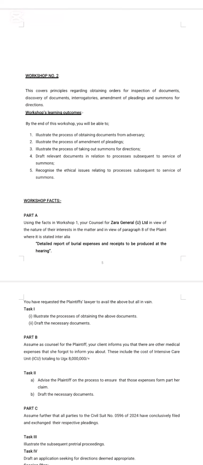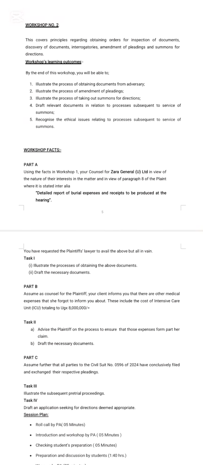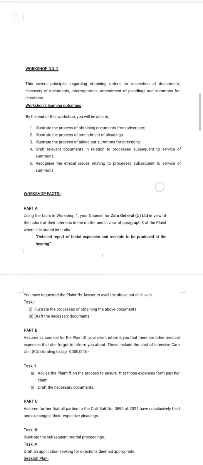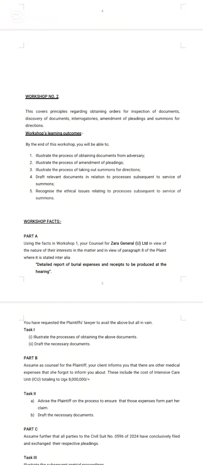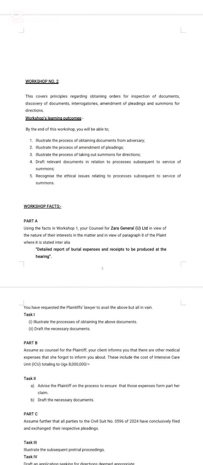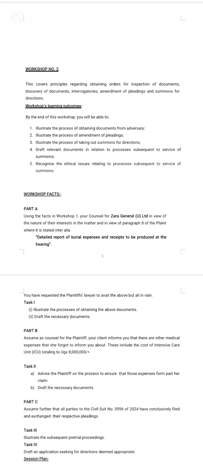Discovery arises where, for example, you have sued me and I have a loan agreement, but I have refused to give it to you, and that's the most important document you have. You can proceed under what we call discovery. Then inspection can arise where, for example, I want to inspect a company's register or maybe some other documents. So we shall see amendment of pleadings. How do you amend pleadings?